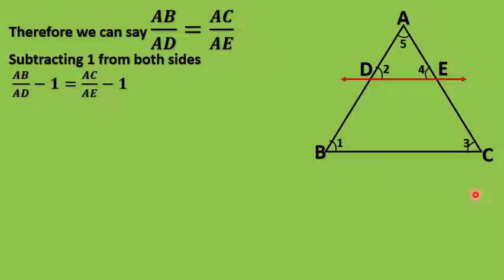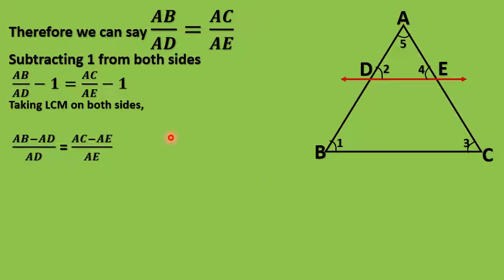As we do with fractions, here also we need to take the LCM. So the LCM of the LHS will be AD, and the LCM of the RHS will be AE. So it will become AB minus AD. Here when you multiply with AD, AB by AD into AD will get cancelled, leaving AB. Now here 1 into AD. So AB minus AD by AD equal to AC minus AE by AE.